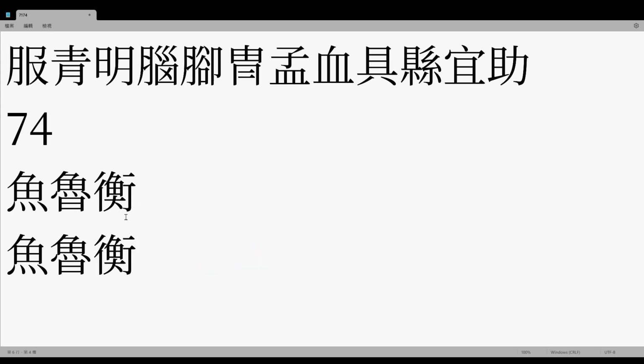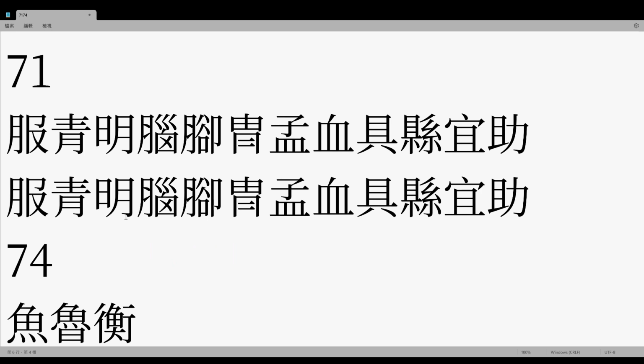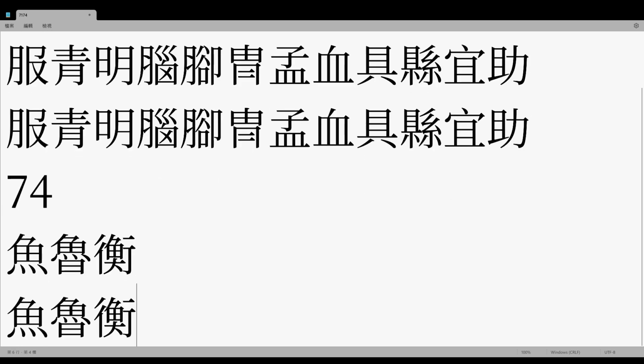Alright, that's all for the radicals of the 7 upper key, letter U on the keyboard, 7-1 and 7-4.